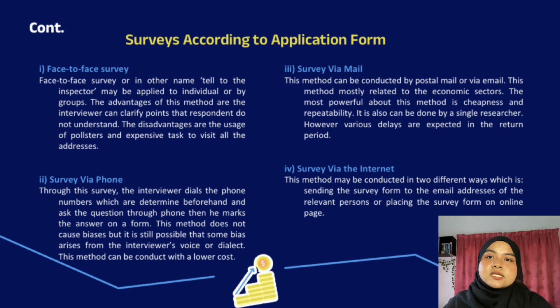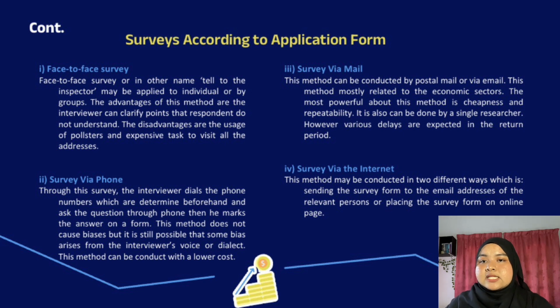The third one is survey via mail. This method can be conducted by postal mail or via email. This method is mostly related to the economic sectors. The most powerful aspects of this method are cheapness and repeatability. It can also be done by a single researcher. However, various delays are expected in the written period.